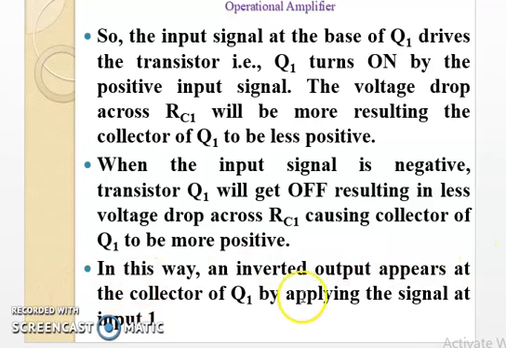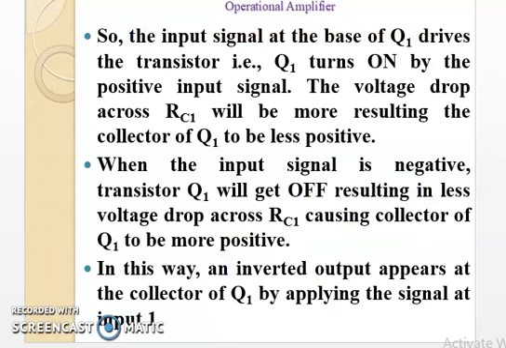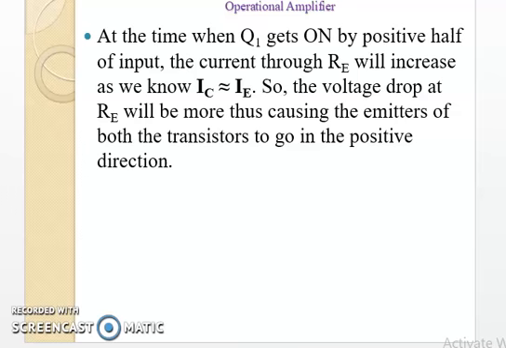Now the interesting thing is that at the time when Q1 turns on by the positive half input, the current through RE will increase. As we know, IC is approximately equal to IE, so IE will increase in the positive half cycle. The voltage drop at RE will be more, thus causing the emitters of both the transistors to go in the positive direction.